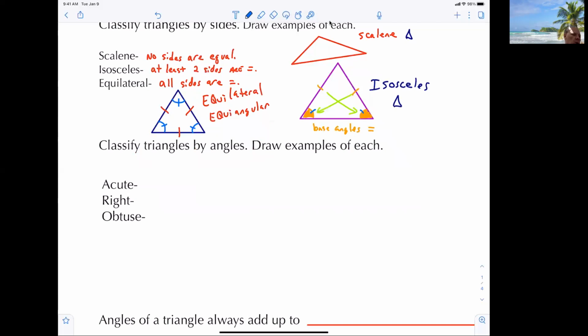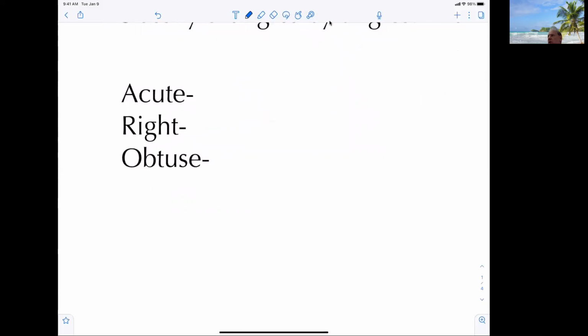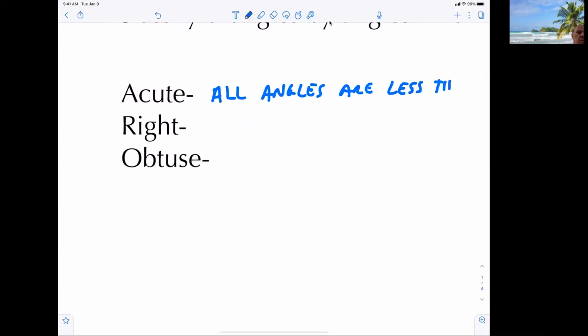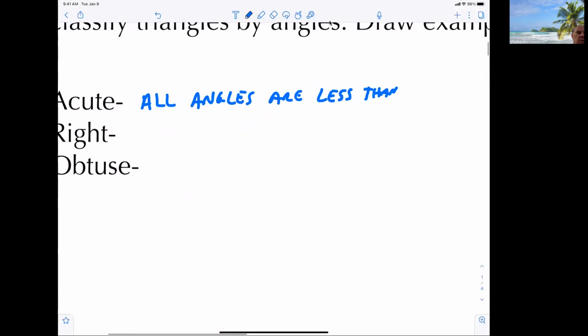Now, classifying triangles by angles. You can call them what? Acute, right, or obtuse. Acute means all of the angles are what? How many? Less than 90 degrees. So I want all angles less than 90 degrees. That's acute.